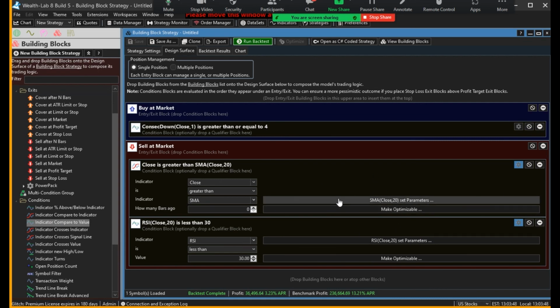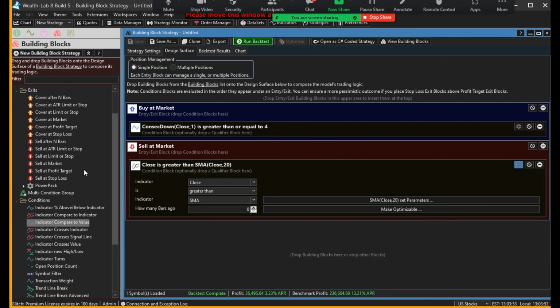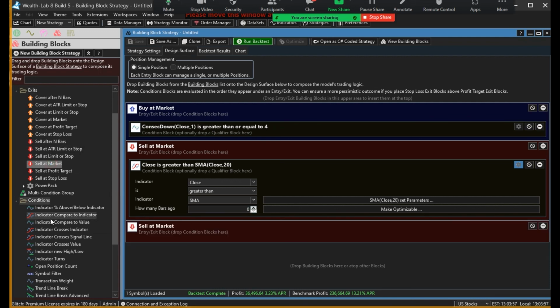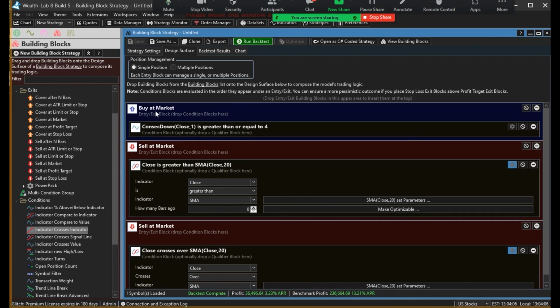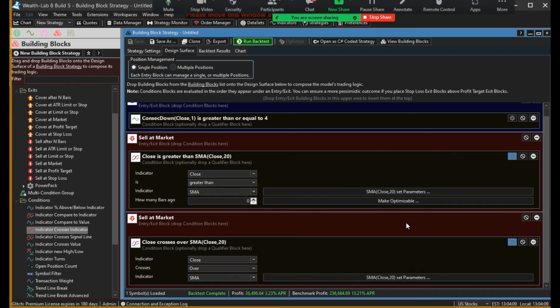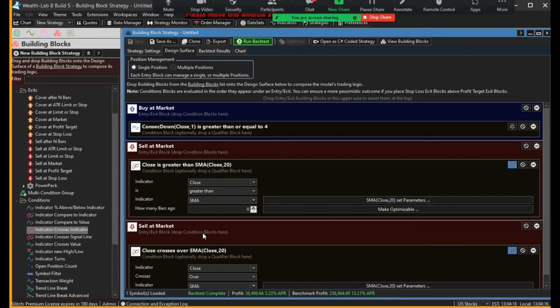If the two conditions are within one block, they're anded together. What you could do though is put in another sell. So we put in another sell at market and then another condition. Each of these sell blocks is treated independently. So both of these sells would apply to this buy. This is how you would do the "or." Either this sell or this sell would need to happen in order to sell the position. So in this way, you could do an "and" or an "or."